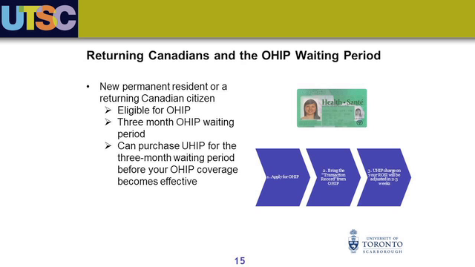But the thing with OHIP is that once you apply for OHIP, there's what's called a 3 months OHIP waiting period. So OHIP doesn't start right away. You have a 3 months waiting period until your OHIP actually becomes effective. So for that 3 months of gap, you can actually purchase UHIP for that waiting period before your OHIP coverage becomes effective.